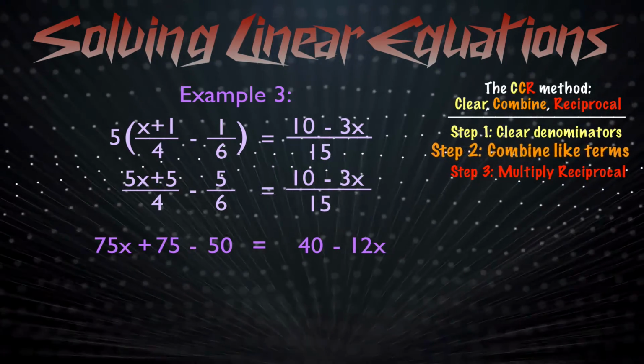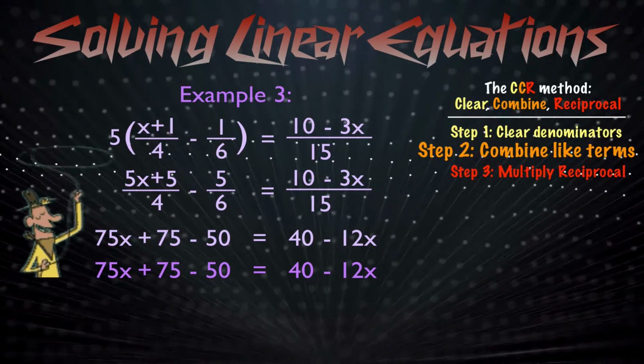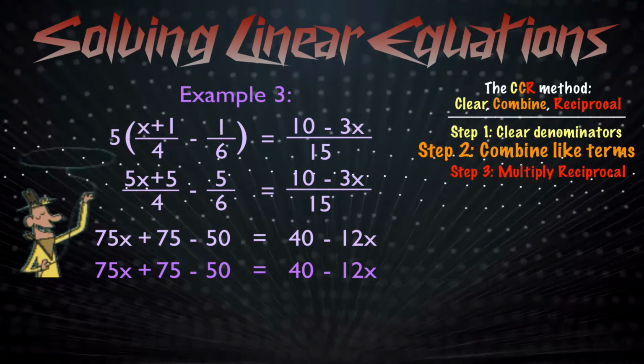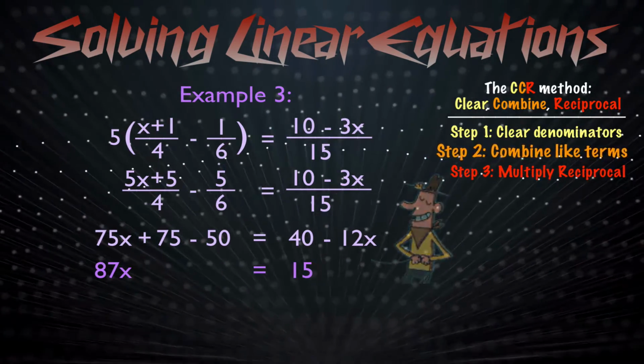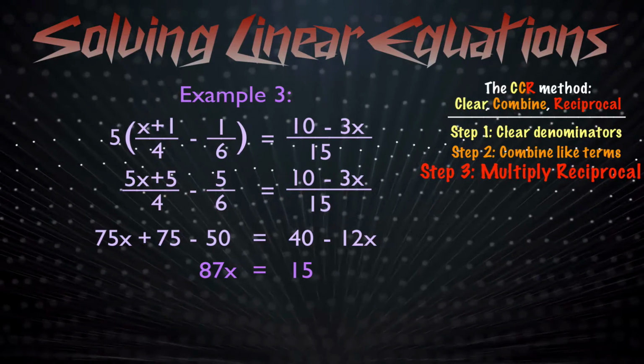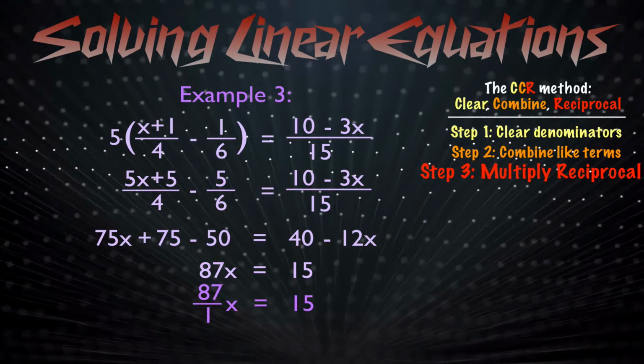Now we're ready for step 2, which means we bring out your favorite cowboy to combine like terms. Don't act like you don't love the animation. To keep the coefficient on the linear terms positive, I'm going to move them to the left and then move the constant terms to the right. That concludes step 2, which only leaves step 3, where we multiply both sides of the equation by 1/87th, the reciprocal of 87, the coefficient on the linear term.